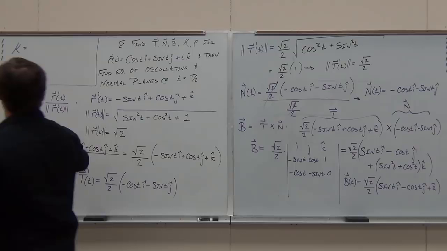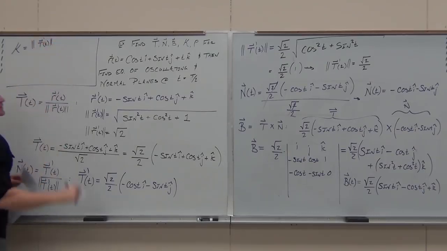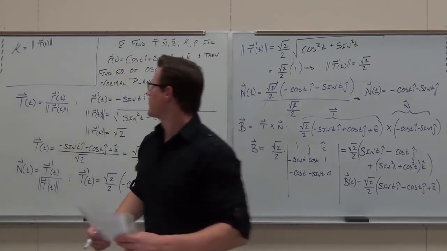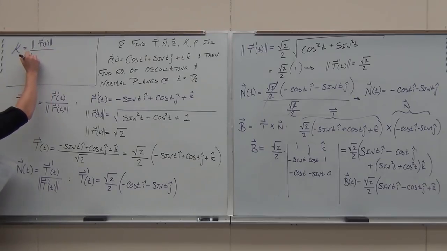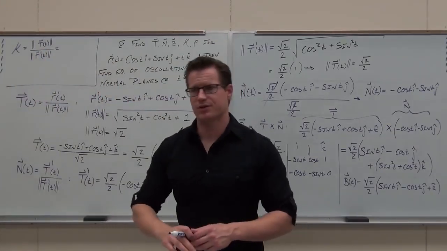Curvature is this. It's the magnitude of the derivative of the unit tangent divided by the magnitude of the derivative of the tangent vector itself. So if you've done your, now I got to be honest with you, there's other ways to do that.